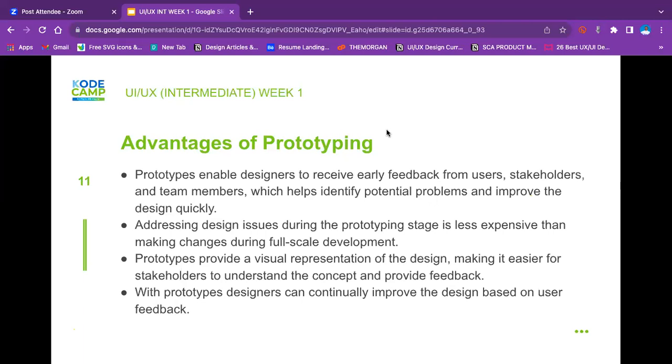And then we have the testing phase. That's the phase where you give it to users for them to test and ensure that everything is intact. You're solving their problem based on what they want.